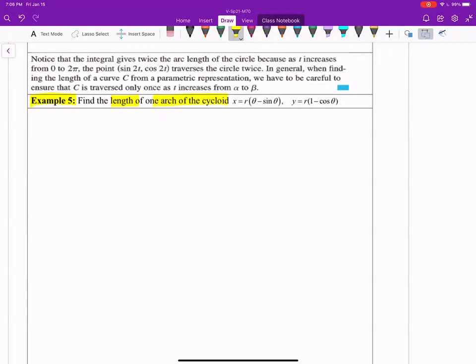whose equation in parametric form is given by x equals r times (theta minus sine theta), y equals r times (1 minus cosine theta). So we will start with our formula for the length of the curve, which is the integral from alpha to beta, the initial and final values of the parameter, of the square root of (dx by dt) the whole square plus (dy by dt) the whole square, dt. In this particular problem, the parameter is theta, so we would use the parameter theta.